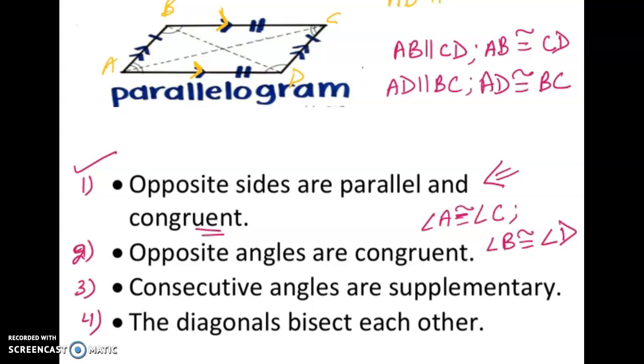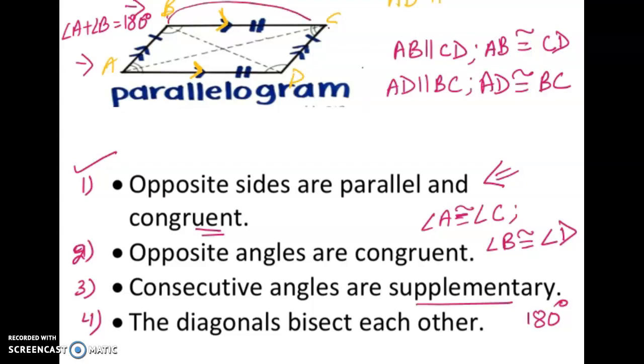You can see right in the diagram here, angle A and angle B are consecutive to each other. So angle A plus angle B are supplementary. That means they add up to 180. The meaning of supplementary is they add up to 180 degrees. These are not the only consecutive angles. We can have other pairs of supplementary angles, just like angle B and C.